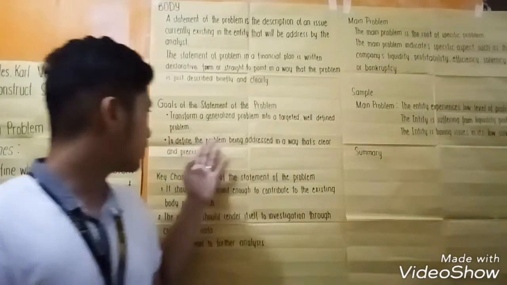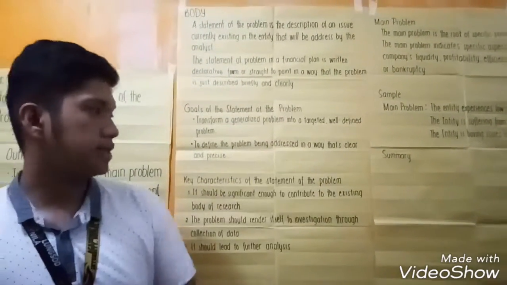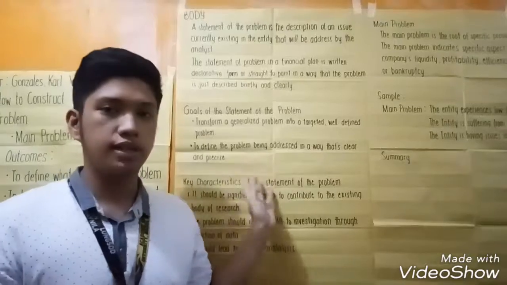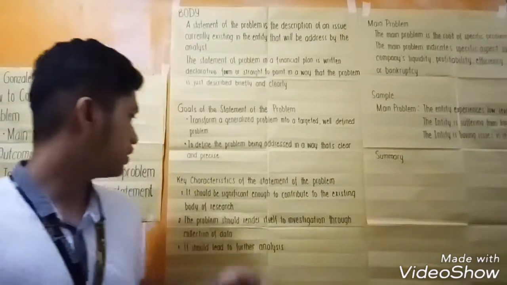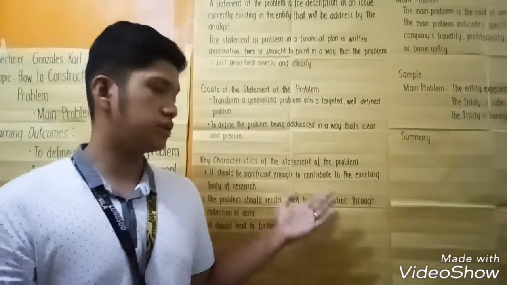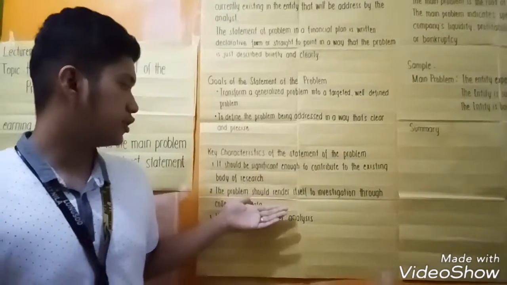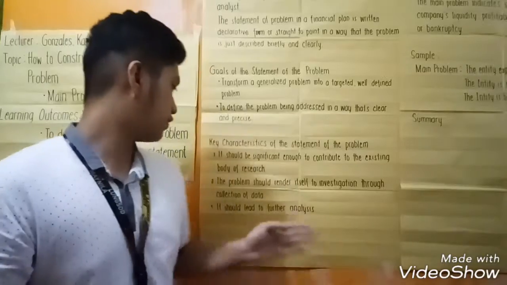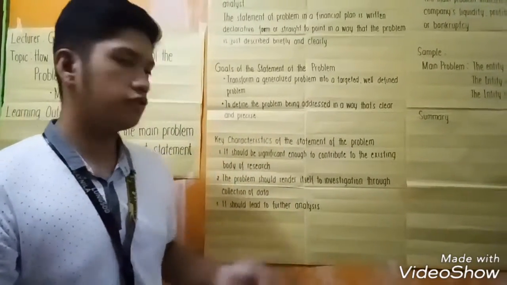So, the second is to define the problem being addressed in a way that's clear and precise. Now let's move on to the key characteristics of the statement of the problem. First, it should be significant enough to contribute to the existing body of research. Second, the problem should render itself to investigation through collection of data. And third, it should lead to further analysis.